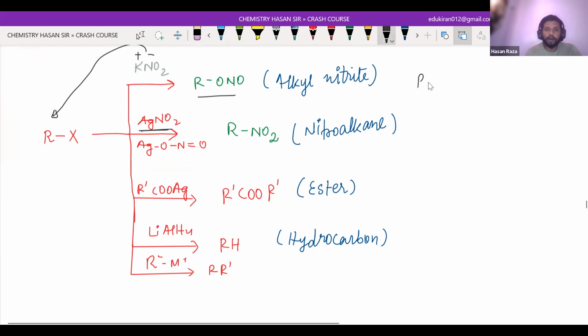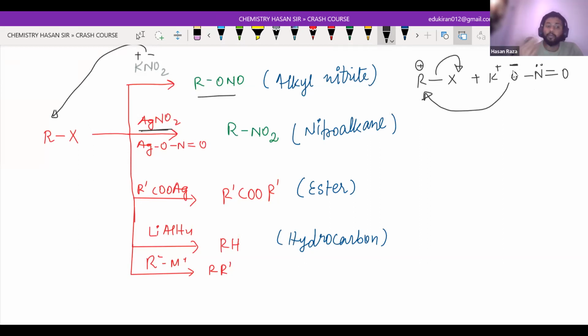KNO2, RX is there. KNO2 will be like this: K plus because it is ionic, O and double bond O, and there is a negative. So it will attack on that easily. Nitrogen has a lone pair. That is good, but this negative charge has more nucleophilicity than a lone pair.